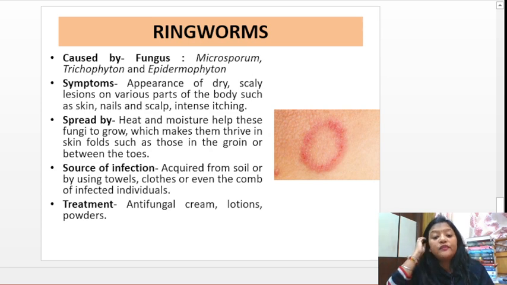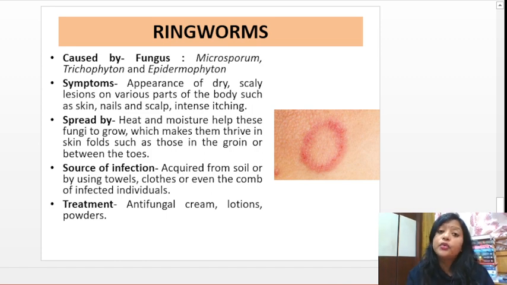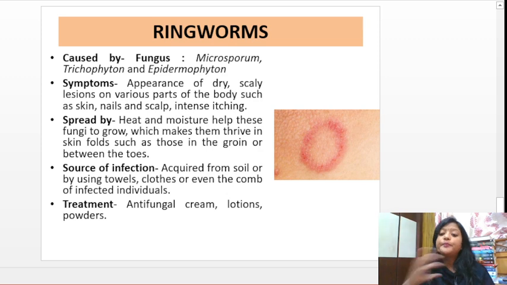So what are the sources of infection? Suppose some individual is already infected, and you are using that person's towels or clothes. It can also come to your body from soil. So this is all leading to ringworm disease. How do you treat it? You have to use a very good antifungal cream, lotions, powders, soaps, which will help you in eliminating this sort of environment on the skin.